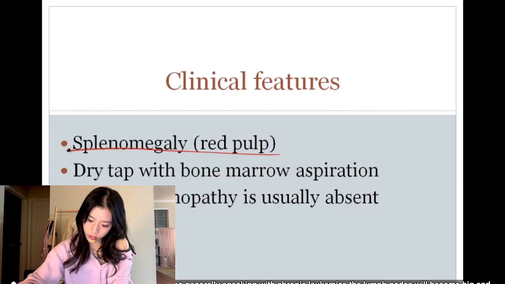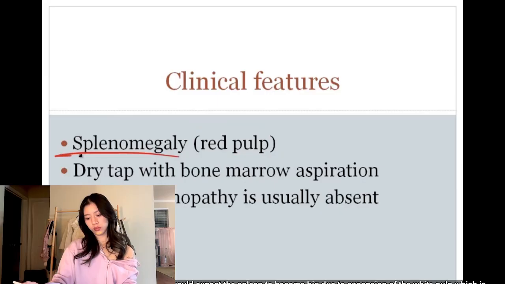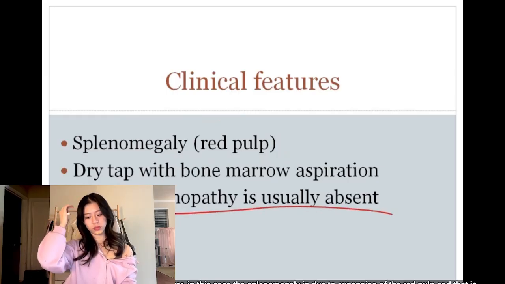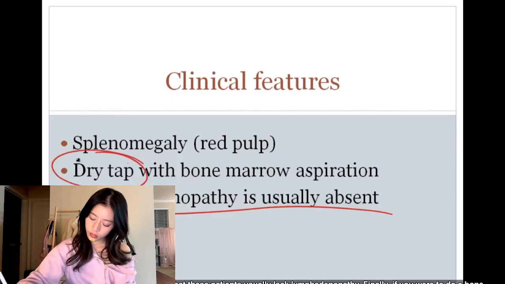Normally, however, we would expect the spleen to become big due to expansion of the white pulp, which is where the white blood cells normally live. However, in this case, the splenomegaly is due to expansion of the red pulp, and that is particularly high yield. At the same time, it's important to note that these patients usually lack lymphadenopathy. Finally, if you were to do a bone marrow aspiration on these patients, you would get a dry tap because the bone marrow is often fibrosed in these patients.